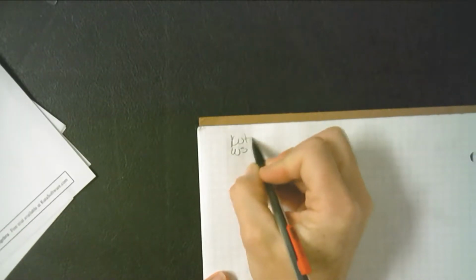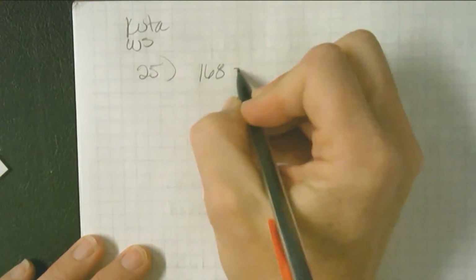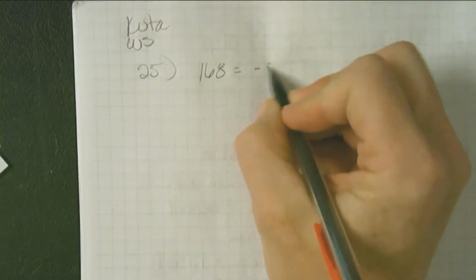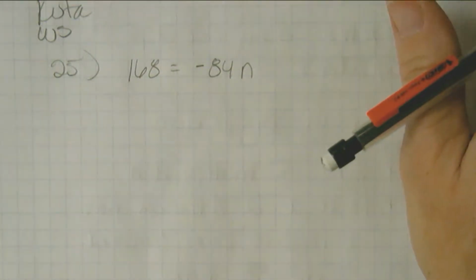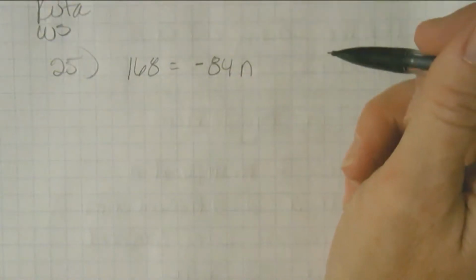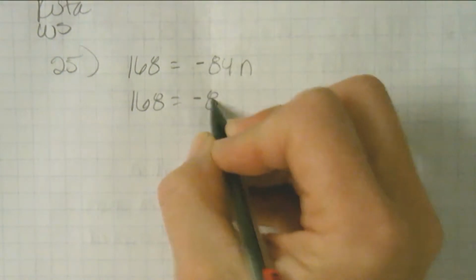Right, so let's take a look at number 25. Okay, so number 25's problem was, I have 168 is equal to negative 84 times n. Is this the problem you're talking about, sweetie? Okay. So what's happening between the variable and the negative 84? Michaela, what's happening between the variable and the negative 84? They're being multiplied together. So what do we need to do to undo that multiplication, Michaela?